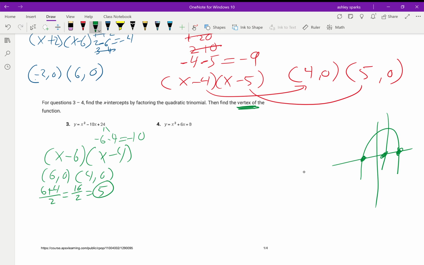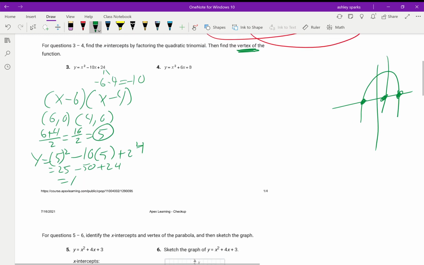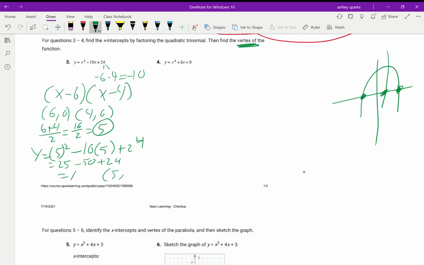So I'm going to do y equals 5 squared, I'm plugging in that 5, minus 10 times 5 plus 24. Which would give me 25 minus 50 plus 24, which would leave me with 1. So I have the point here, 5, 1. So I factor, and then I plug in half that distance to find my vertex.